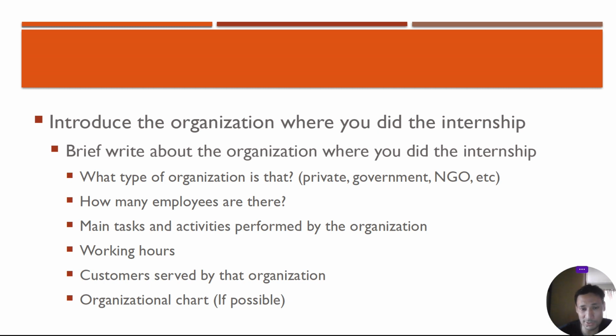So simply mention the type of organization, and write the name of the organization where the internship is performed, its location, address, and when the organization was established. If that information can be obtained, it will be better to mention. Then mention how many employees there are, and what the main tasks and activities performed by the organization are. The organization will have goals and objectives. It will be better if you can write the goals and objectives of the organization, then the working hours, when the office starts and when the office ends, and the nature of the customers that are served by that organization.